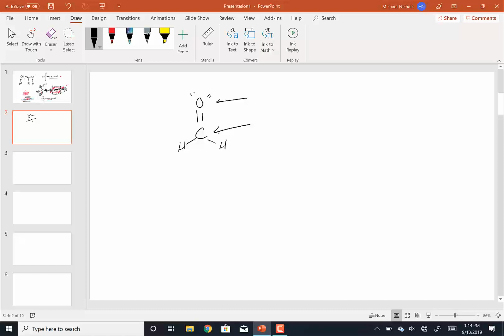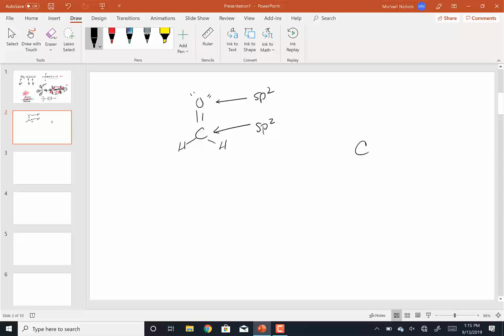Oxygen's hybridization is sp2, and the carbon's hybridization is also sp2. Now, do they have to match up? No. They don't have to match up. That's why you've got to determine each one individually. So what I would do now is let's sketch an sp2 hybridized carbon.